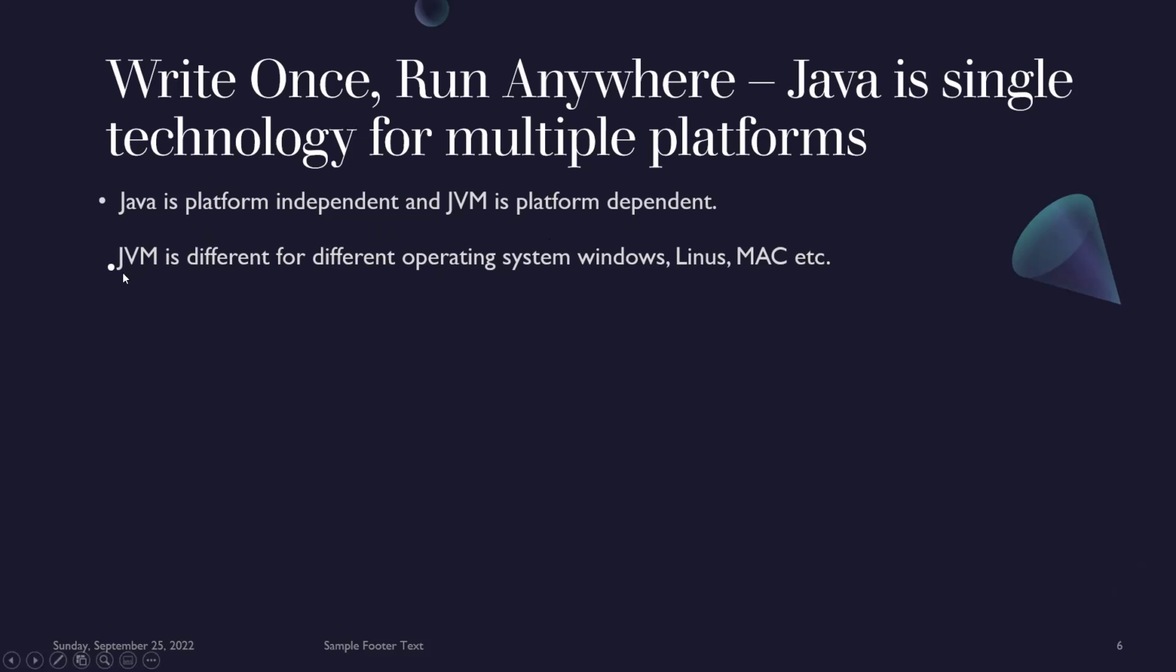JVM is different for different operating systems like Windows, Linux, Mac, etc., as per their operating system, 32-bit or 64-bit. So you have to download the specific JVM for the particular operating system in which you are going to run the Java bytecode. That's why we call it write once and run anywhere.